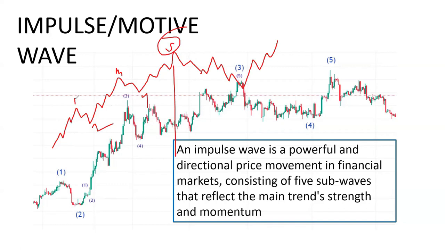To summarize, the impulse is made up of 5 waves, 1, 2, 3, 4, 5, with waves 2 and 4 being corrections.